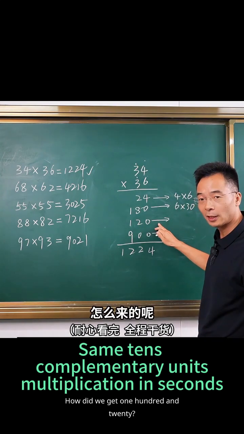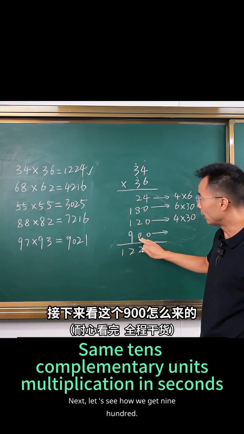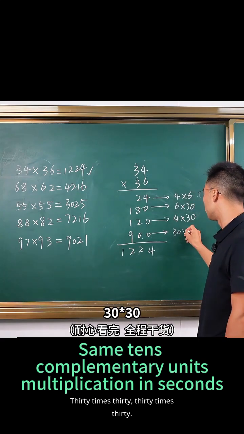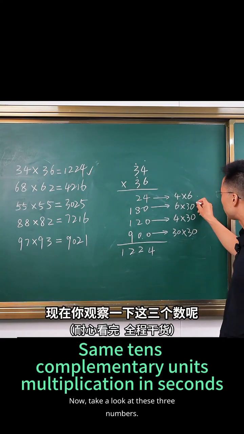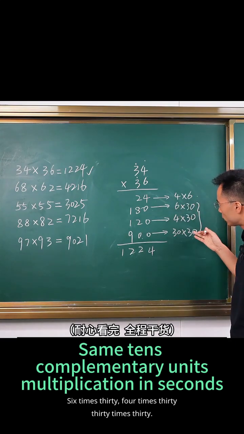How did we get 120? 4 times 30 times 30. Next, let's see how we get 900. 30 times 30. Now, take a look at these three numbers. Aren't they all multiplied by 30? 6 times 30, 4 times 30, 30 times 30.